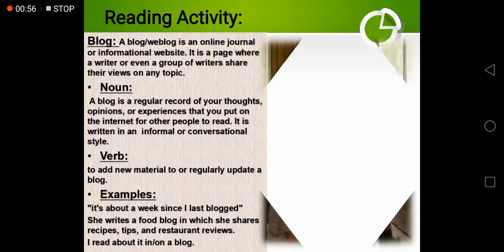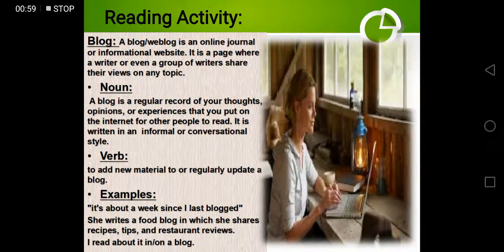Reading activity. Blog. What is a blog? A blog or a vlog is an online journal or information website. It is a page where a writer or even a group of writers share their views on any topic. It is like an article people write on the internet.